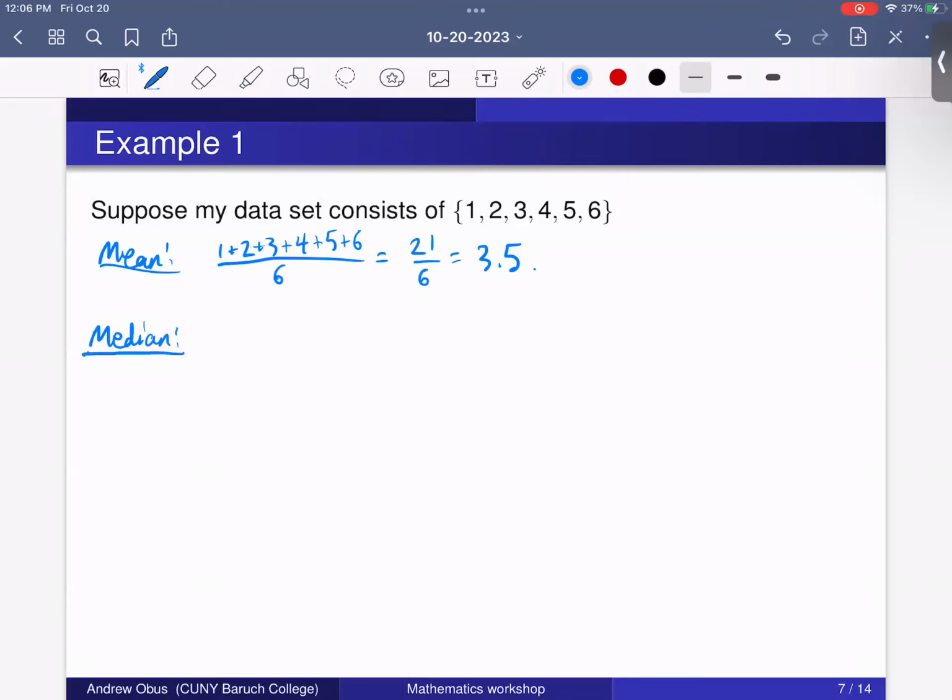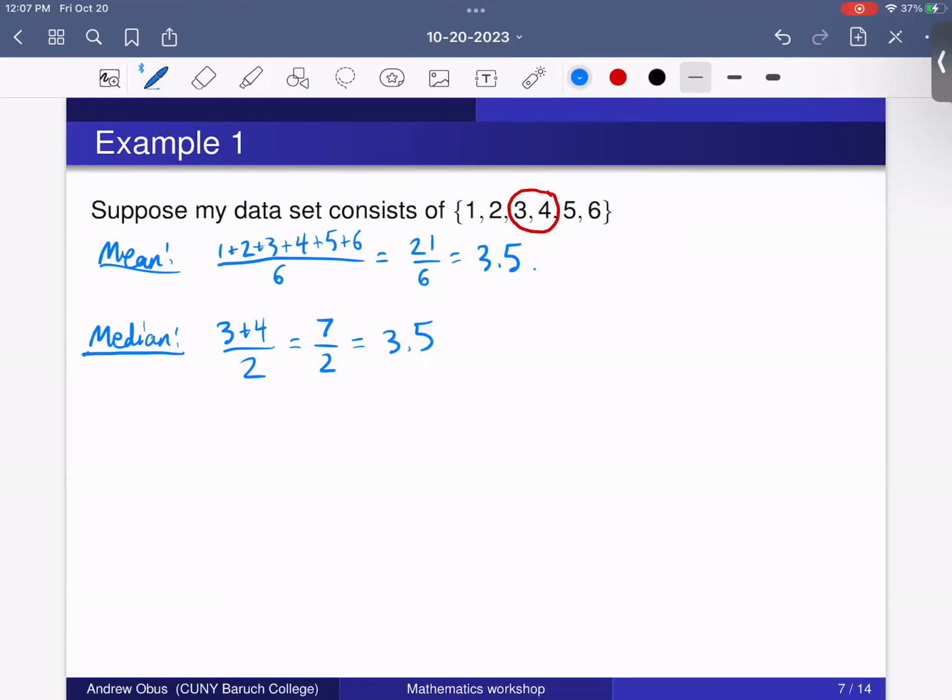Okay, so the median, I just have to look at this. In this case, there's an even number of entries, so there's not one middle entry, but in fact both the 3 and the 4 are the middle entries. And so to calculate the median, I have to take the average of the 3 and the 4, or the mean of the 3 and the 4. So the median in this case is just going to be 3 plus 4 divided by 2, which is 7 divided by 2, which is again 3.5.